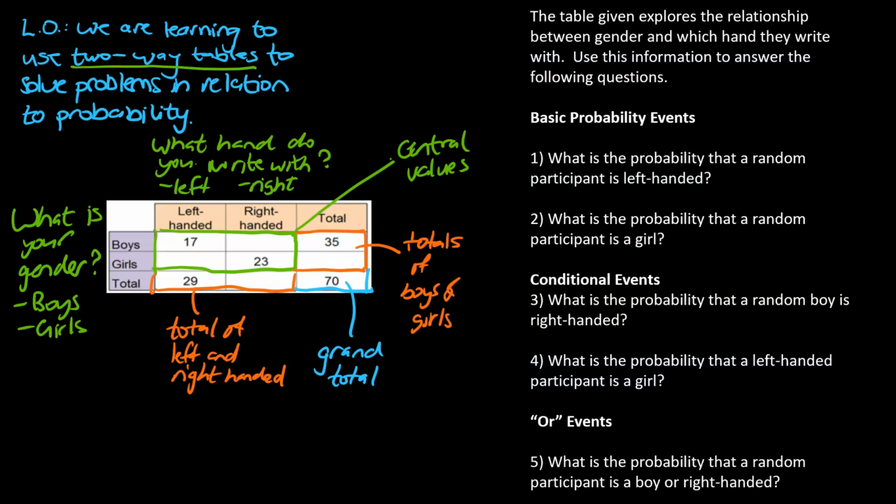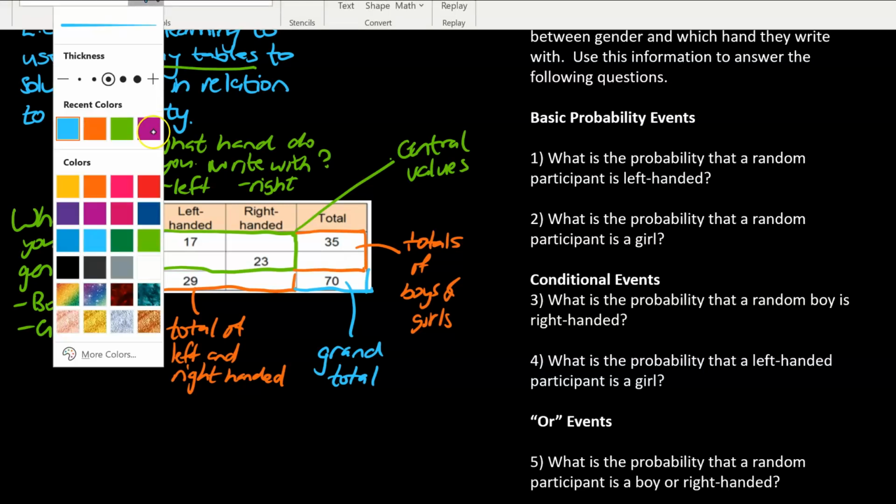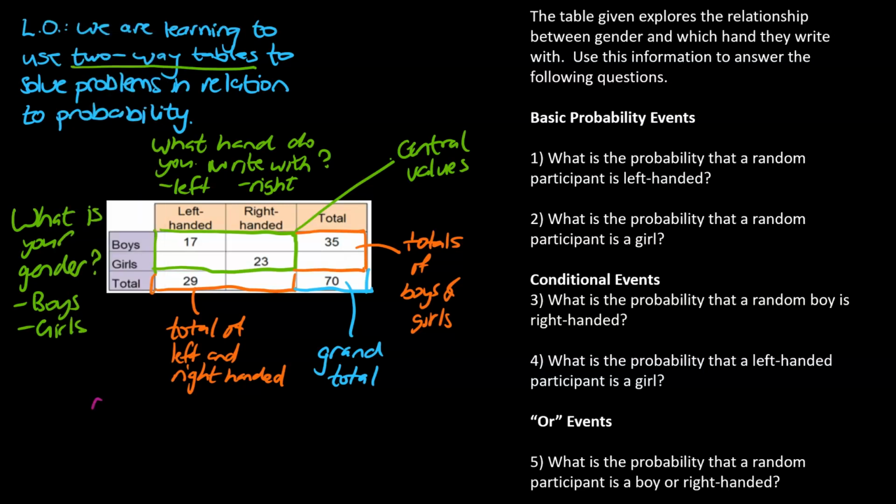So we've gone into a lot of detail about the two-way table, so hopefully that's given you enough information to write out some notes about it. What we're going to do is change pen colors, switch to purple, and actually get into the questions. Hopefully you can see the purple clearly.